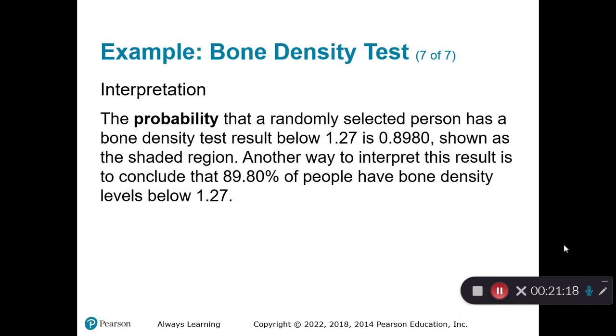Here's the interpretation again. The probability that a randomly selected person has a bone density test result below 1.27 is 0.8980 because that is the four-digit decimal that corresponds to that z-score. In other words, there is an 89.8% probability that people have bone density levels below 1.27.